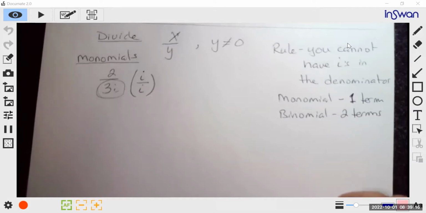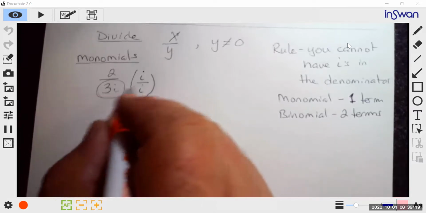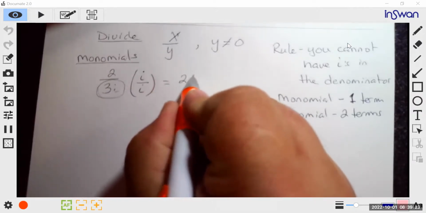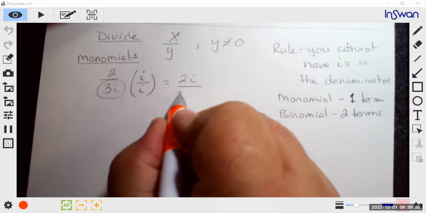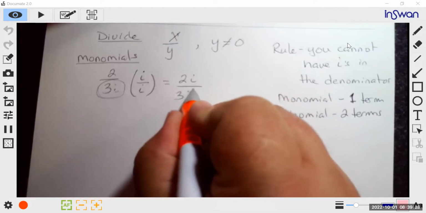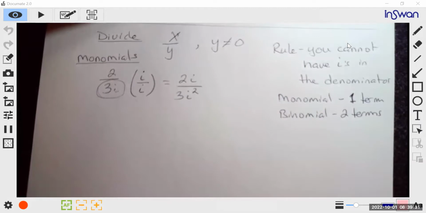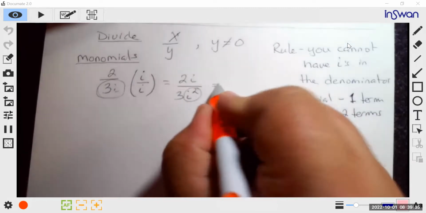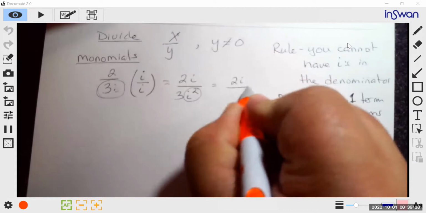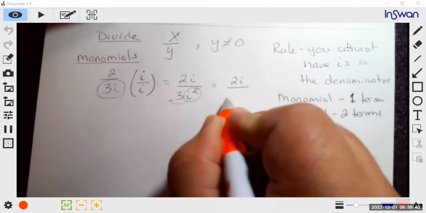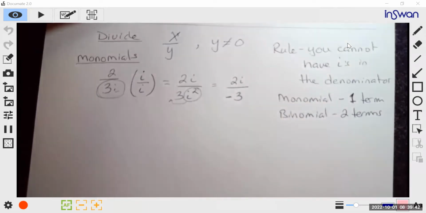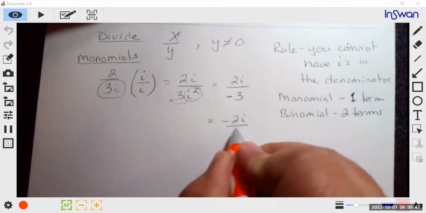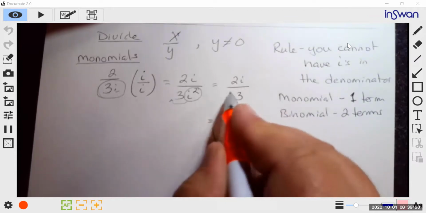So you're changing the way the number looks, not the number. Anything multiplied by 1 is itself. So 2 times i is 2i. i times i is i squared. Remember, you cannot have an exponent in an imaginary term. So that changes the sign of the coefficient. And the final answer here is -2i over 3, because you can't have negatives on the bottom.